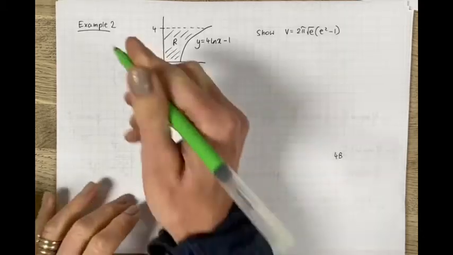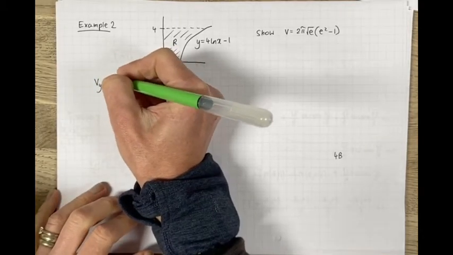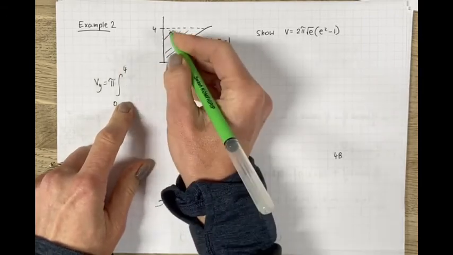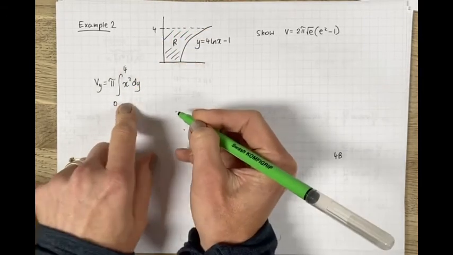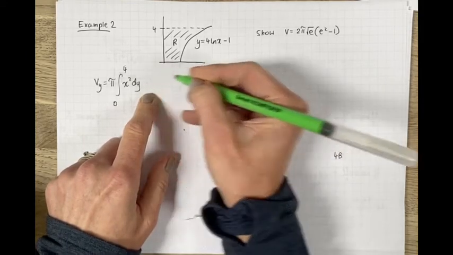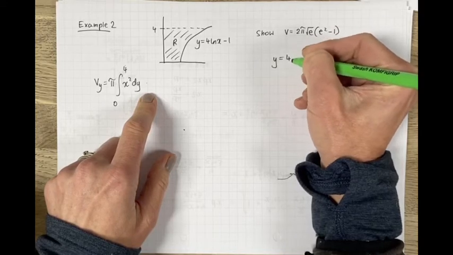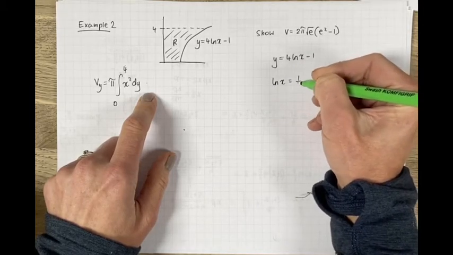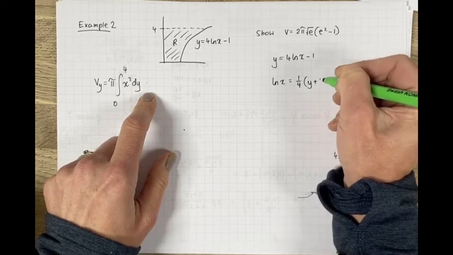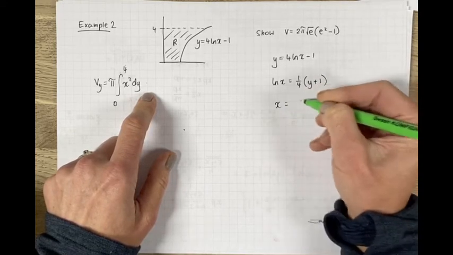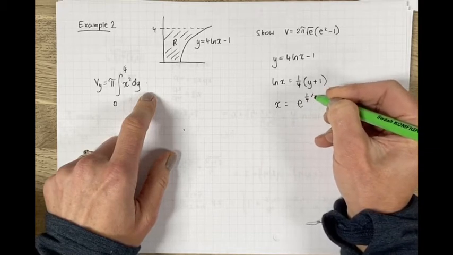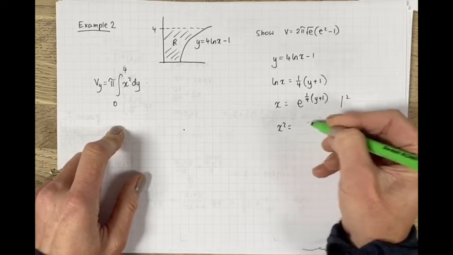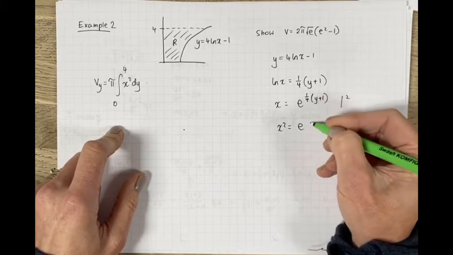So let's first of all quote the formula. Vy, because we are rotating around the y-axis, is pi, the limits are going to be 0 and 4, and we're going to use x squared dy. So what is my x squared? If y is equal to 4 ln x minus 1, then let's make ln x the subject. So it's going to be a quarter of y plus 1. So x is going to be e to the power of a quarter of y plus 1. Okay, if we square it, that will give me e to the power, if you multiply 2 by a quarter, you get a half.